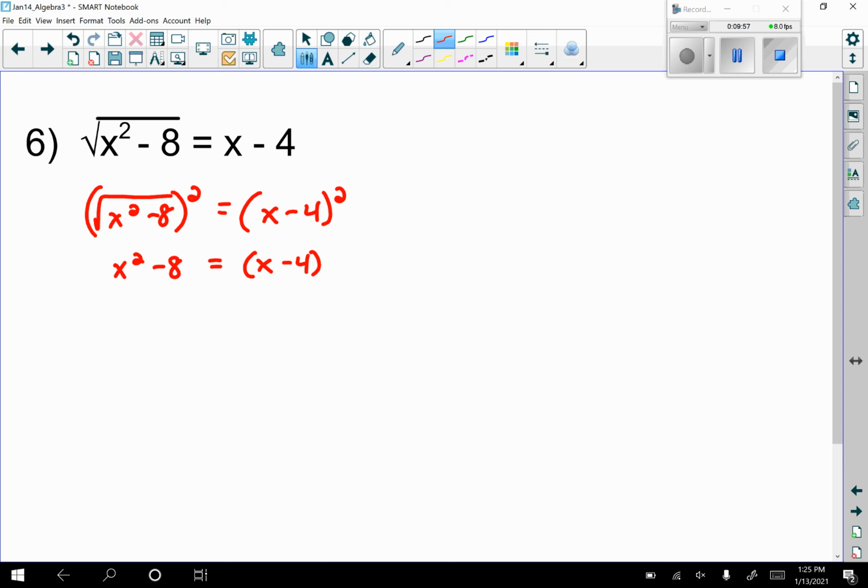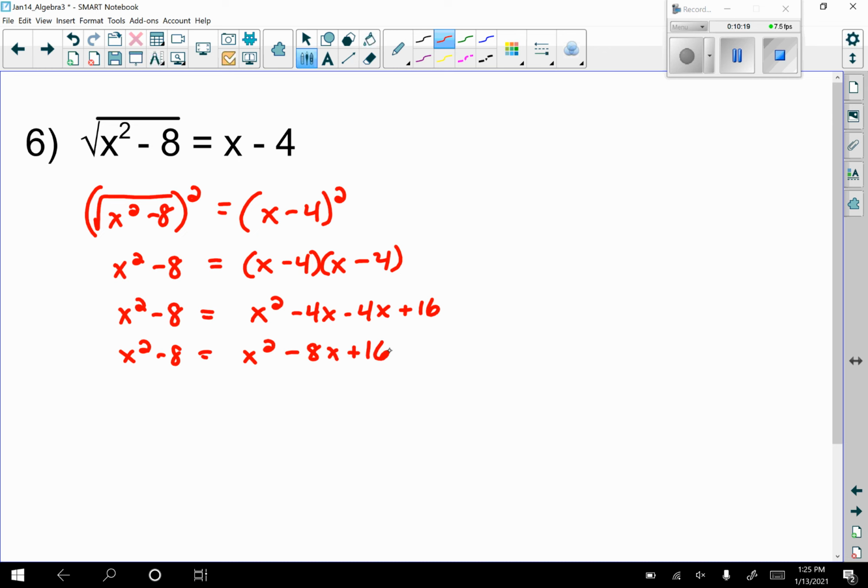To help us make the least amount of mistakes, I'm going to go ahead and just write this out side by side. So we're going to get x squared minus 8. Over here, we're going to get x squared. On the outside, we're going to get a minus 4x. On the inside, we're going to get a minus 4x, and then plus 16. So we get x squared minus 8 is equal to x squared minus 8x plus 16.